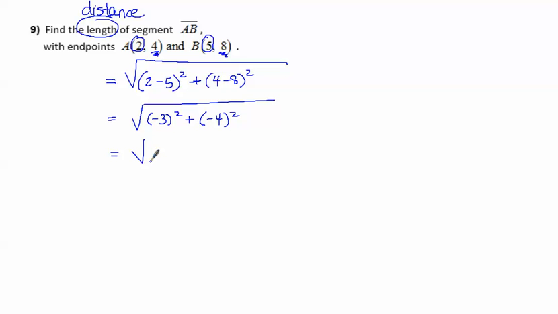Negative 3 squared is just negative 3 times negative 3, so you get a positive 9. Same deal with a negative 4 squared, you get a positive 16. When you add those numbers together, you get a 25. And so the square root of 25 should be your answer. So your distance, or the length of segment AB, should be 5.